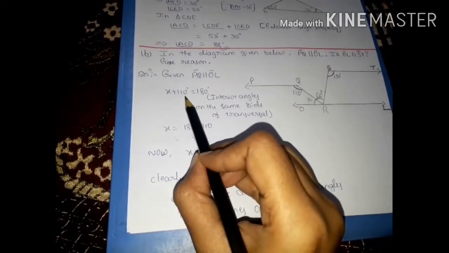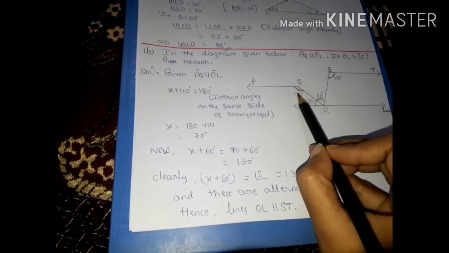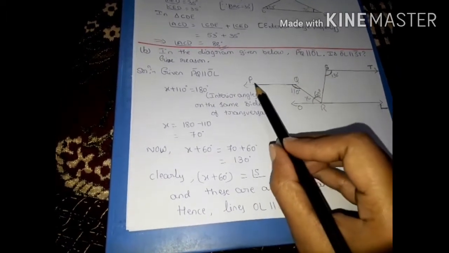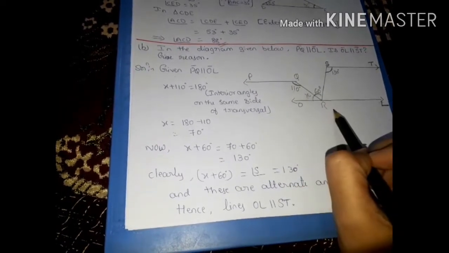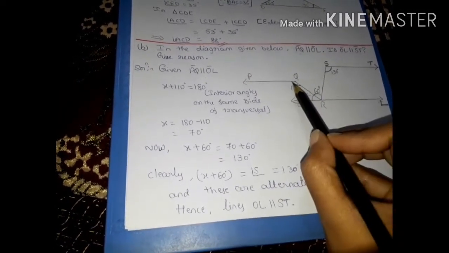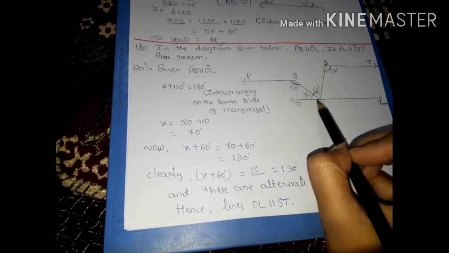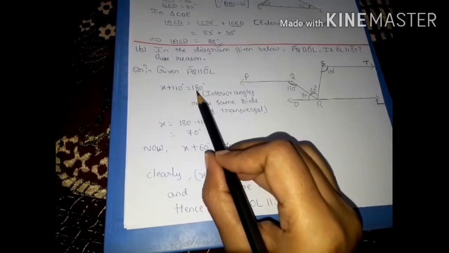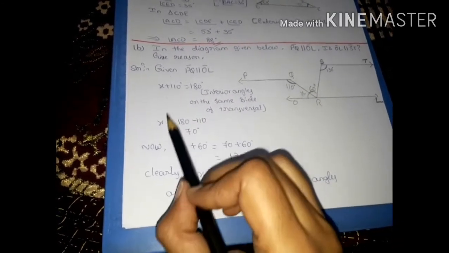X plus 110 degree is equal to 180, because it is already given that these two lines are parallel and QR acts as a transversal. The sum of the interior angles on the same side of the transversal is equal to 180 degree. So you also have to write the reason. Now you can find angle X.